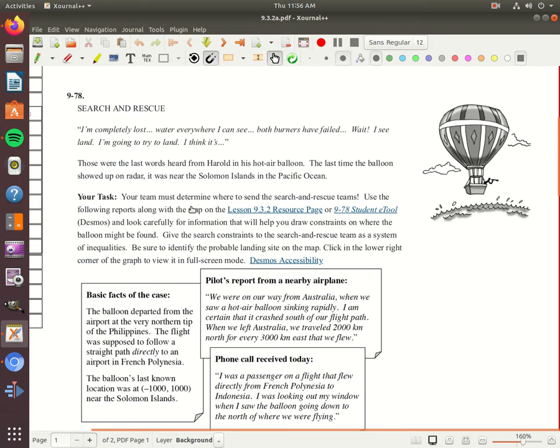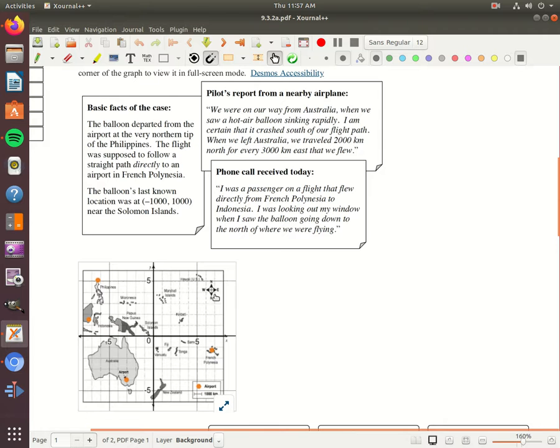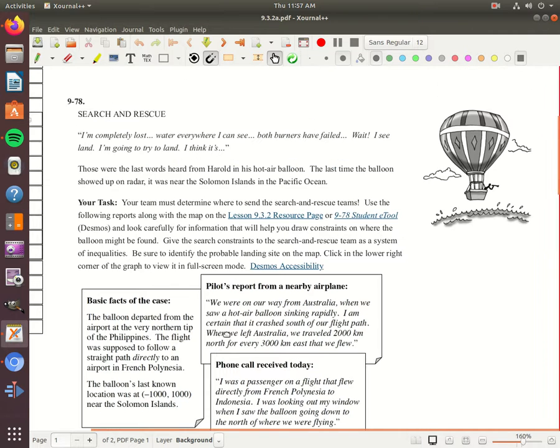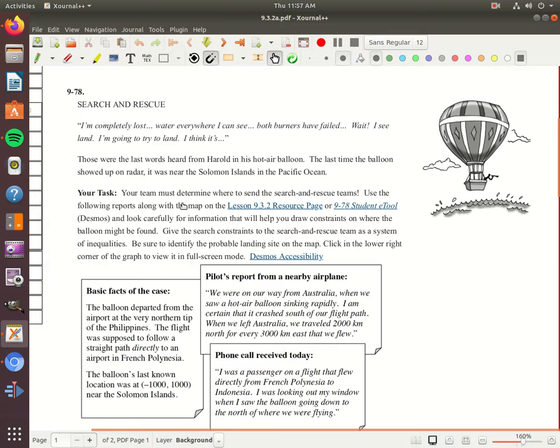Your team must determine where to send the search and rescue teams. Use the following reports along with the map. So we're going to have a map. It looks a little bit like that. A lot like that, actually. And look carefully for the information that will help you draw constraints. Again, constraints are sort of limitations of where he could possibly have been, on where the balloon might be found. Give the search constraints to the search and rescue team as a system of inequalities. Be sure to identify the probable landing site on the map. Click in the right corner of the map to view it in Desmos.